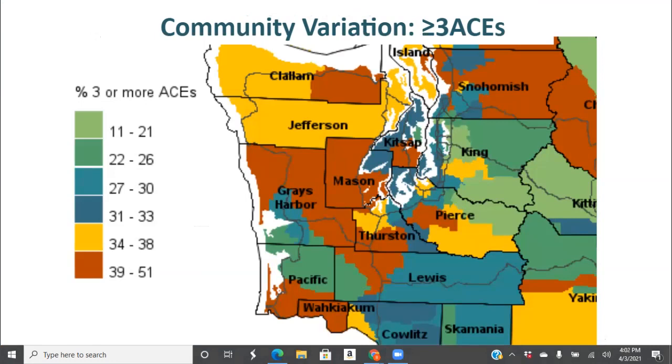So this is a slide of our local data, and it was collected from the Behavioral Risk Factor Surveillance System, which is the nation's premier system of health-related telephone surveys that collect state data about US residents regarding their health-related risk behaviors, chronic health conditions, and use of preventative services. So here in Clallam County, between 34 and 51% of people reported having at least 3 adverse childhood experiences in their lifetime.